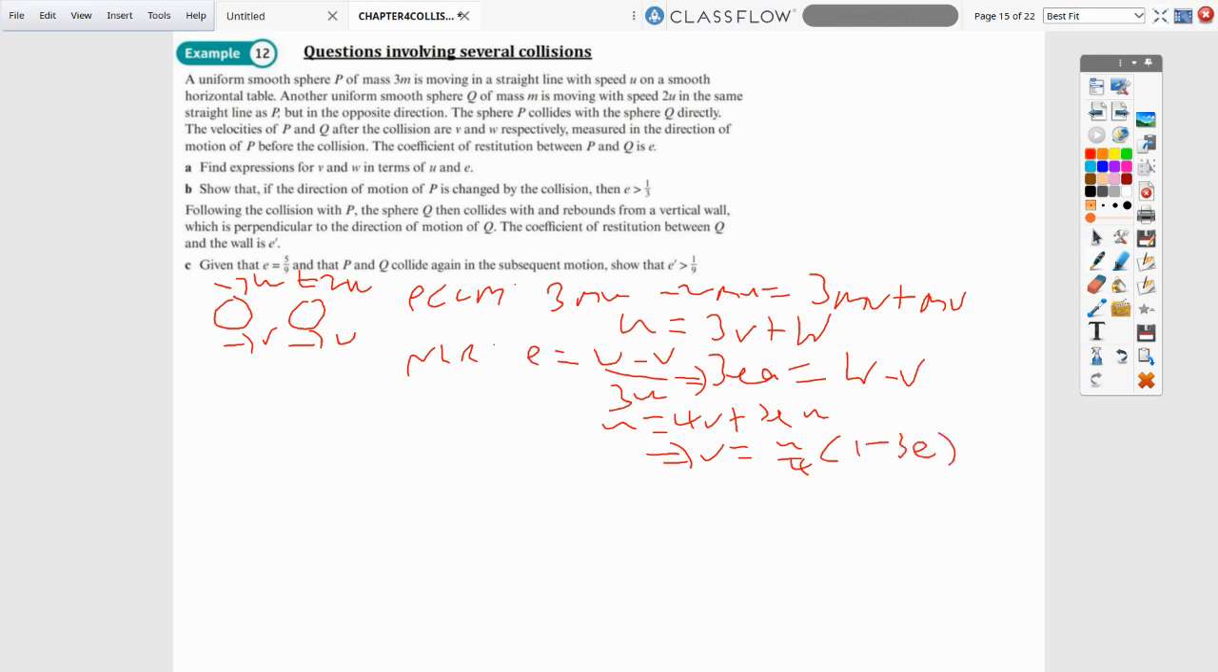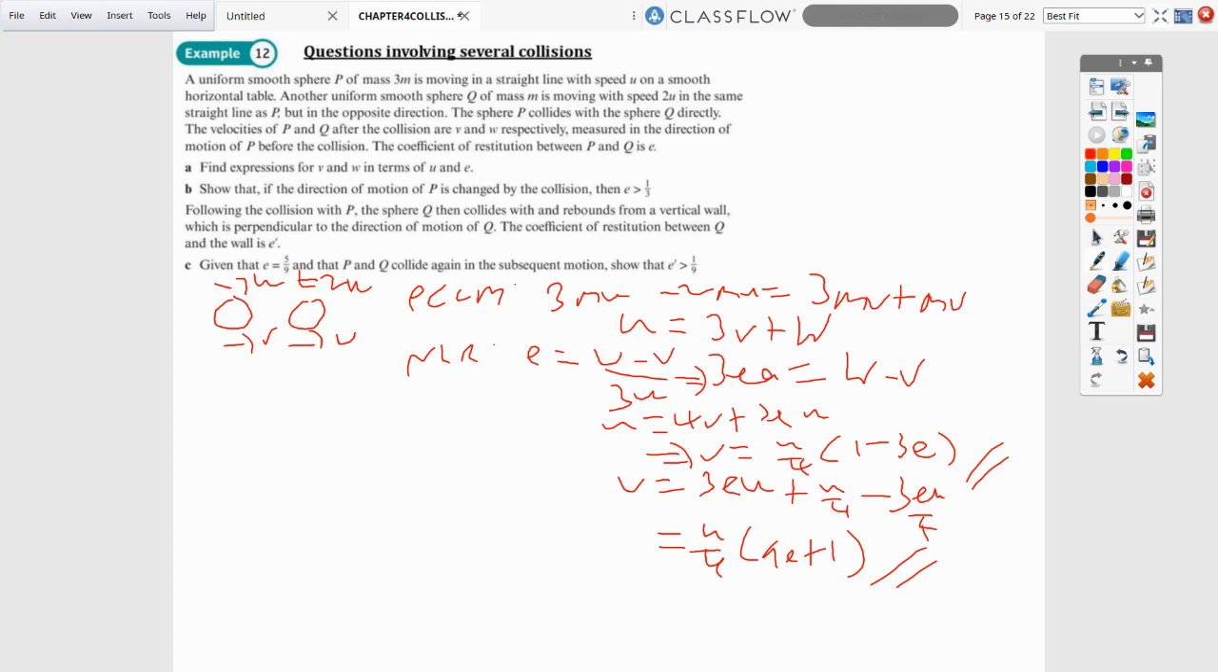Then we want to find what W is. So W is 3EU plus U over 4 minus 3E over 4, which is just U over 4 lots of 9E plus 1. So that is your V and W in terms of U and E. Correct, spot on.